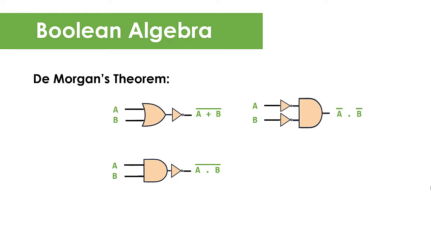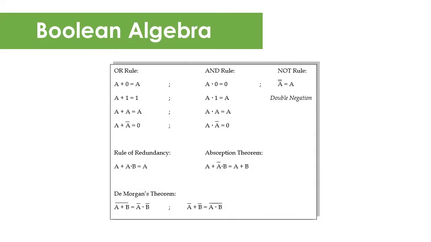Similarly, A.B over bar can be written as A bar plus B bar. Again, pushing the bubble changes the AND to OR and the OR to AND. So, what now? Using these laws, rules, and theorems of Boolean algebra, we can reduce or simplify any complex expression or circuit into a more efficient and manageable one.